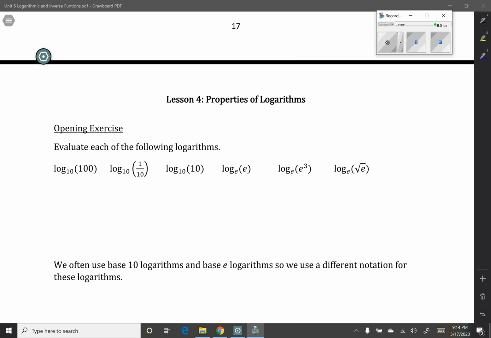So what I'm going to ask you to do here with the opening exercise is use what you already know from lesson number 3 about logarithms and try and evaluate each one.